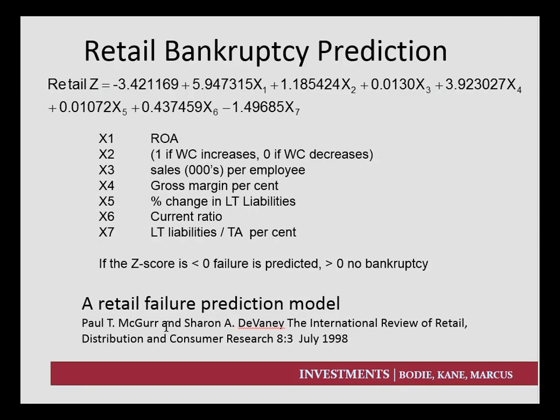Now, there are also retail bankruptcy predictions. And this, again, is an example of one of these retail Zs. Again, in this case, if the Z-score is less than 0, failure is predicted. Greater than 0, there's no bankruptcy suspected.